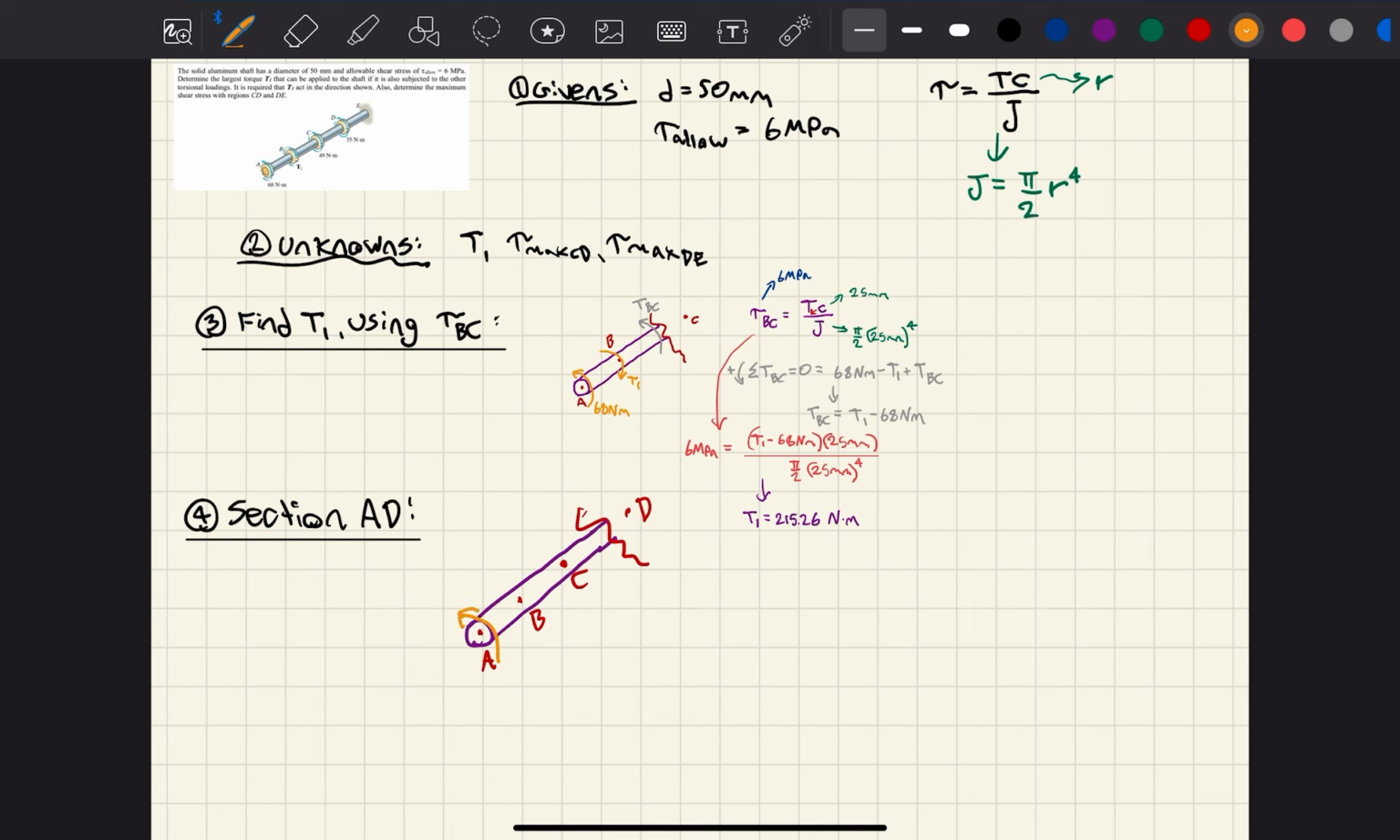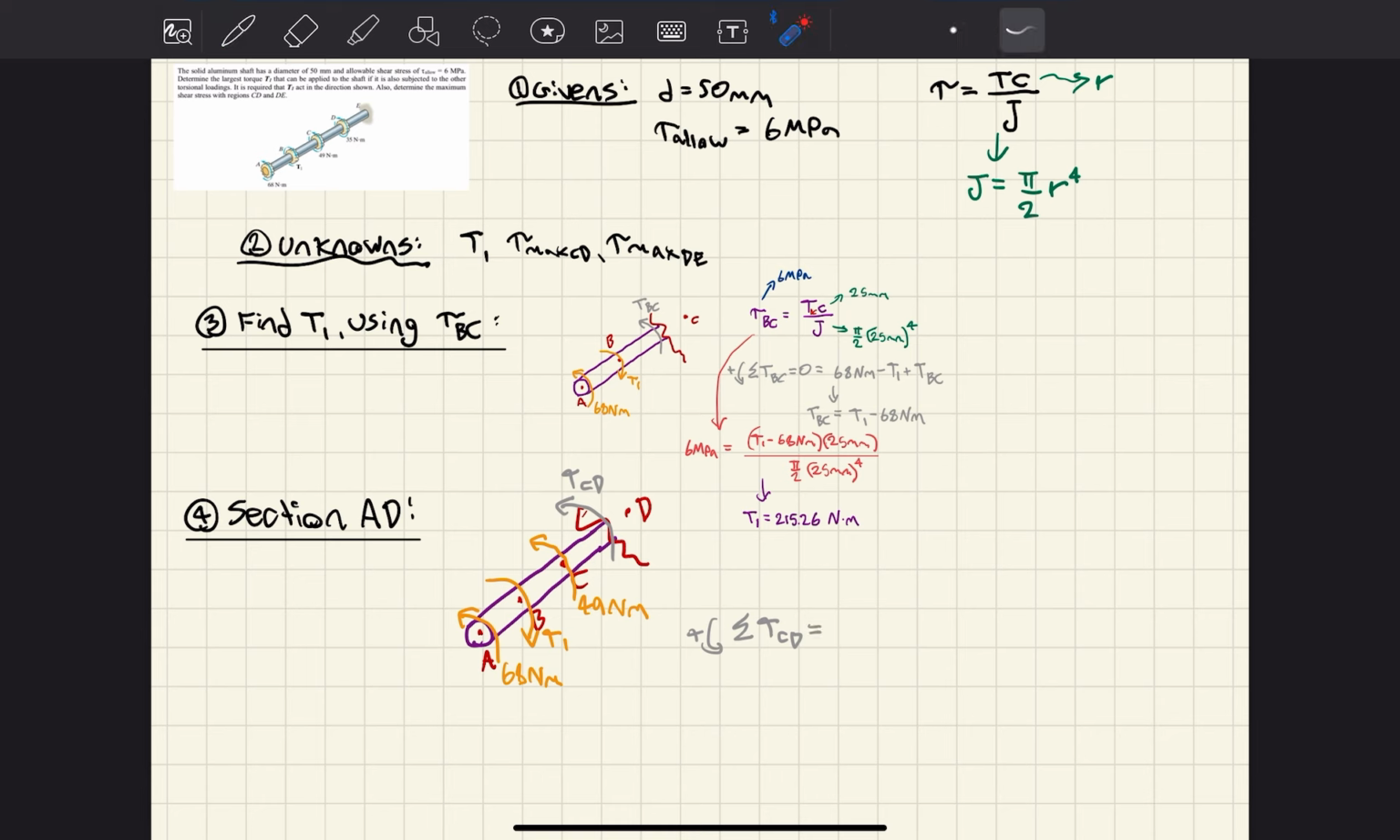68 Newton meters. T1. 49 Newton meters. And then at my section, I have a reactionary torque. I'm going to assume it's positive, counterclockwise, and I'll call this TCD. I know that this section is in equilibrium. It's not moving. So I can take the sum of torques and set it equal to 0.